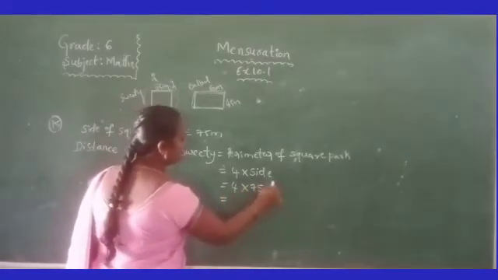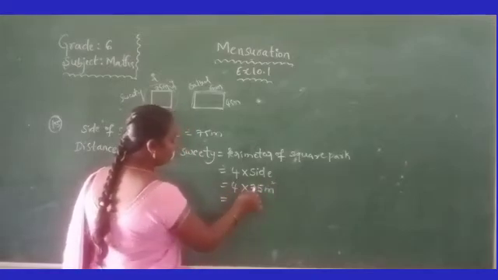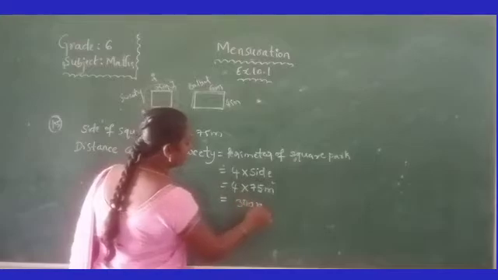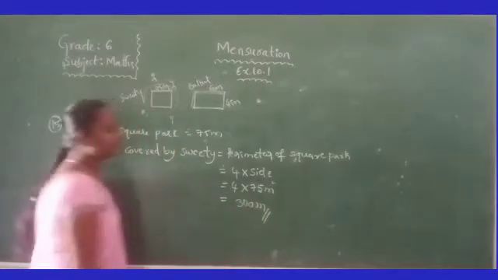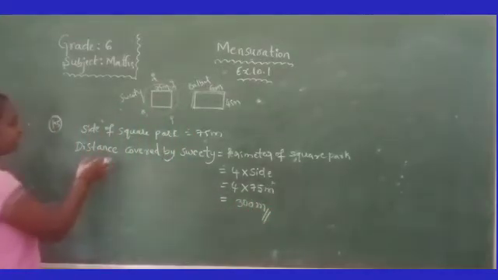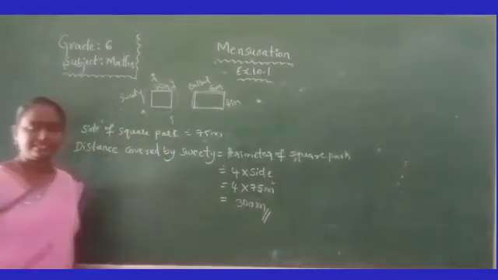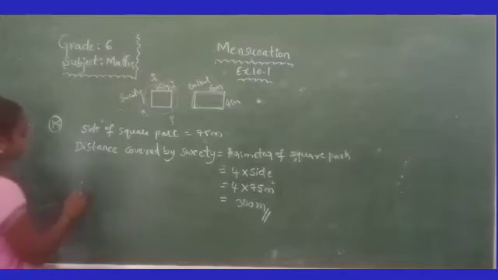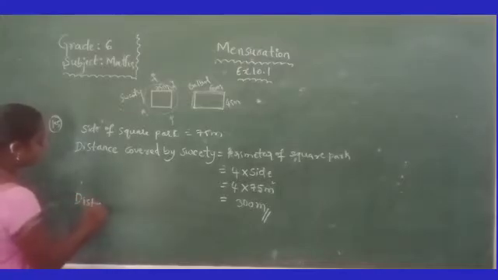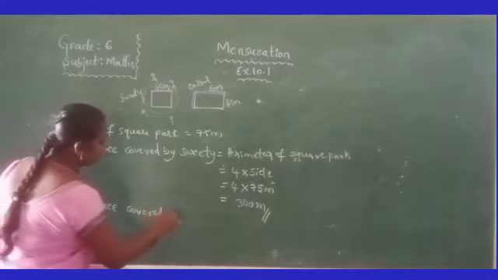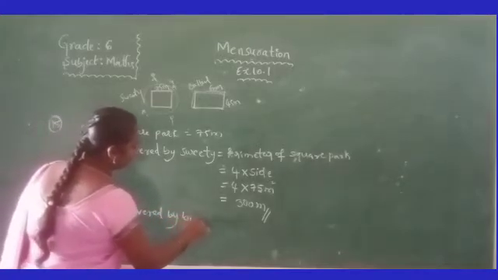4 5s are 20. 4 7s are 28 plus 2 is 30. What is the distance here? 300 meters. Sweetie runs a total distance of 300 meters. Now find the distance covered by Bulbul.